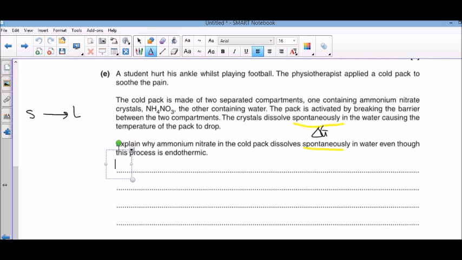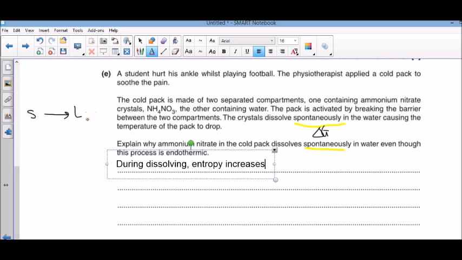So we're going to say that during dissolving, entropy increases. And that's because we've got a solid turning into a liquid, so we've got an increase in disorder. And then we need to go to that delta G expression, so we can say that delta G equals delta H take away T delta S.